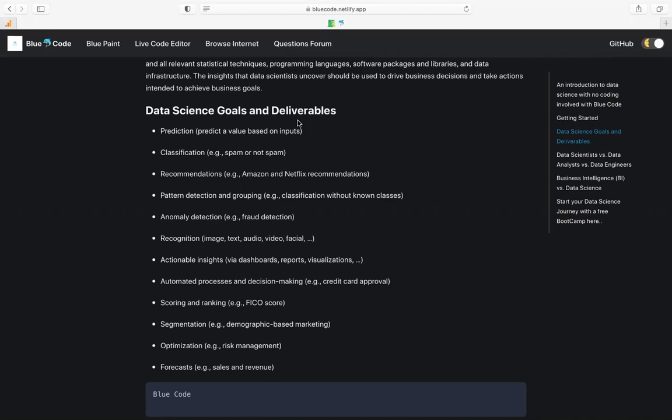Now we have data science goals and deliverables. I'll take my time and take you through them one by one.